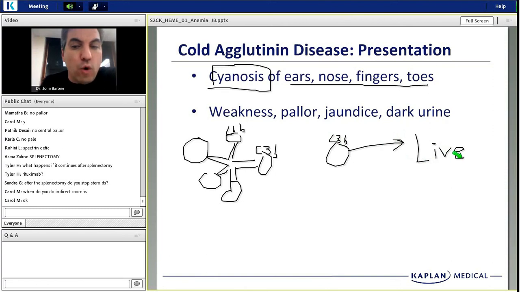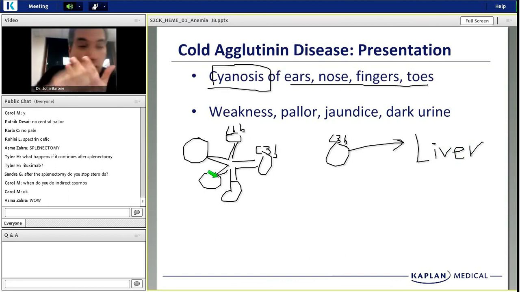So let me repeat. What is cold agglutinin disease? It's somebody who makes an IgM. So when their fingers get cold, the blood agglutinates and the fingers turn blue, the nose, whatever turns cold gets blue. And then you get anemia because when it gets back, the IgM comes off, but there's still complement here. So it gets destroyed by the liver. Make sense? So question, is splenectomy going to help this?